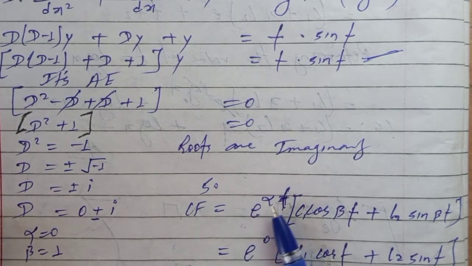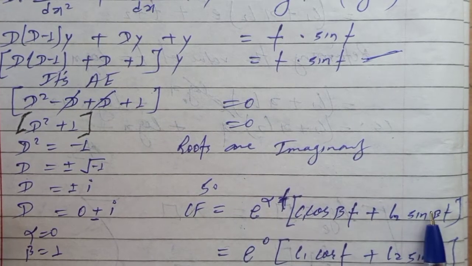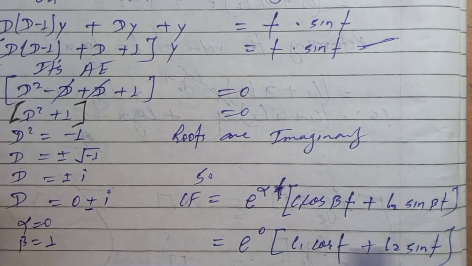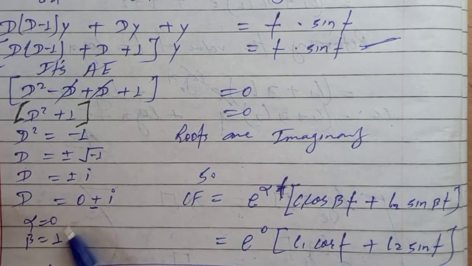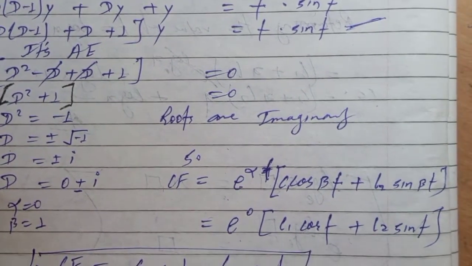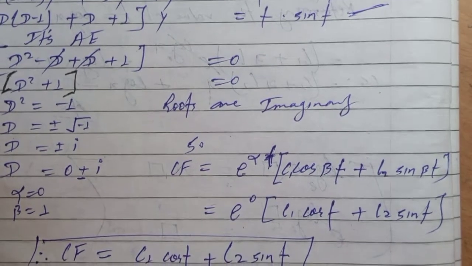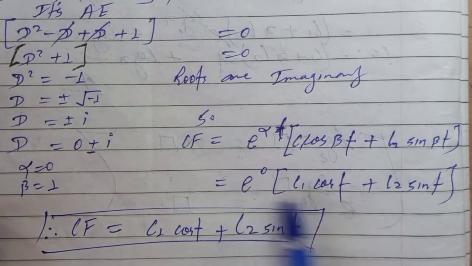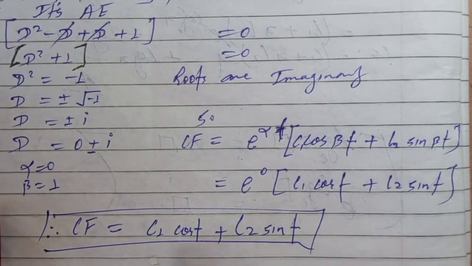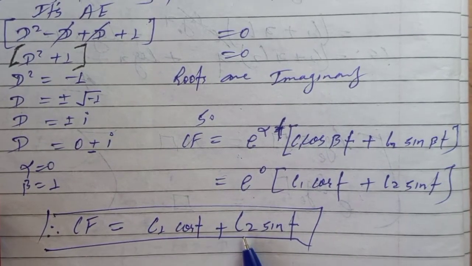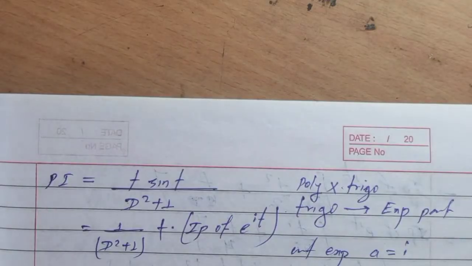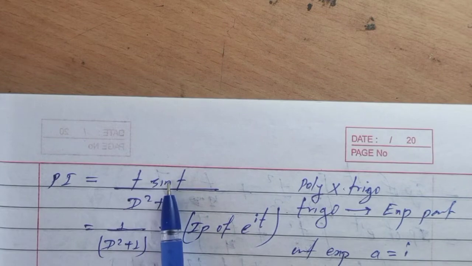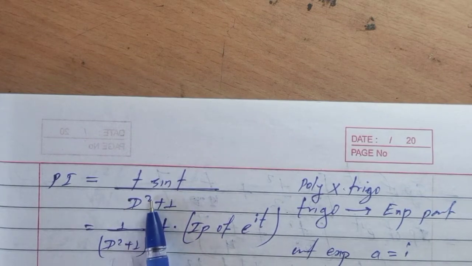So it becomes e to the power alpha t bracket and this inside, and we will replace the value of alpha and beta which we have calculated from this. And finally we are going to get our CF, e to the power 0 means 1. So this will end up, and inside the bracket is our required CF, which is this. And after that we need to calculate PI. And we know PI equal to right hand side function divided by function of d.